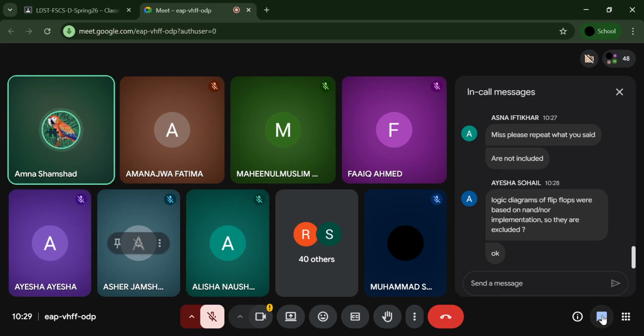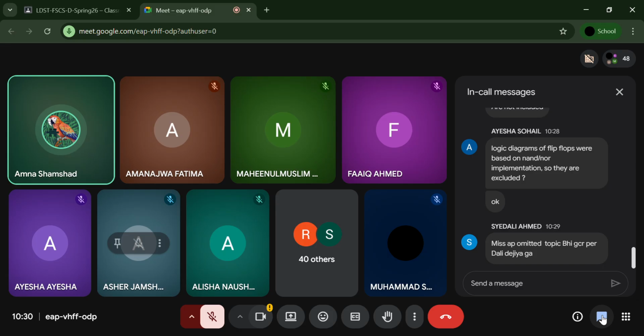Okay, the logic diagrams for flip-flops, their symbols, their characteristic table, their excitation table, everything from the flip-flop topics that we have covered is included. Okay. I'm repeating again, NAND NOR implementation means the topic that was before the mid and we haven't covered in class. Obviously, when we haven't covered this, you will not know about that topic. So it's not a part. Okay, Ali.